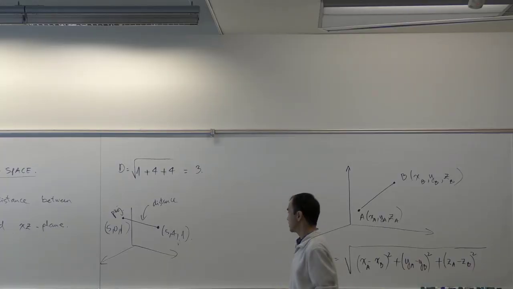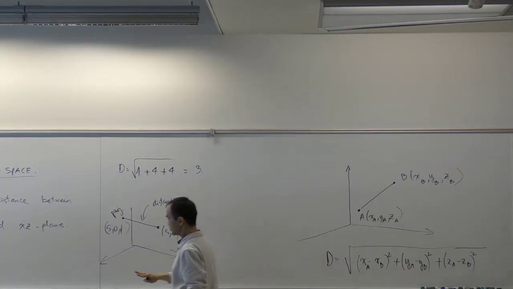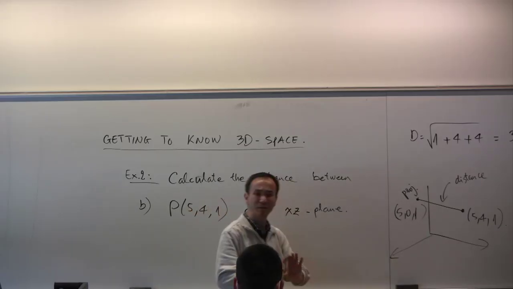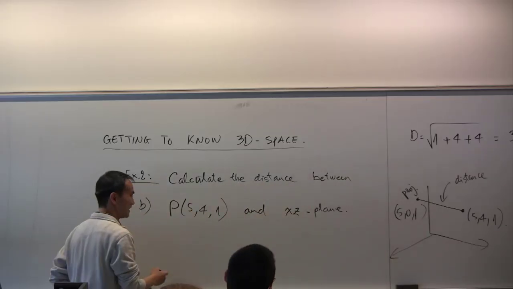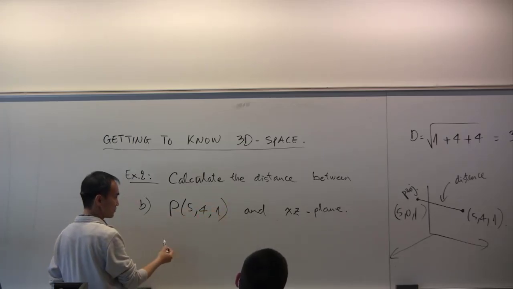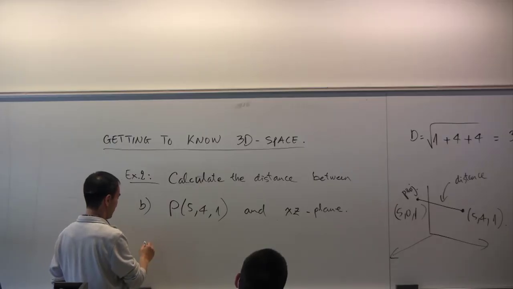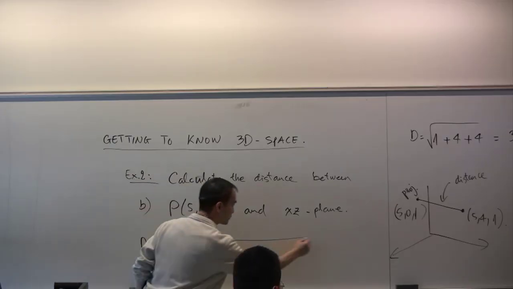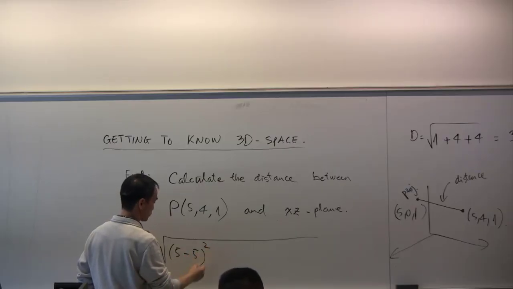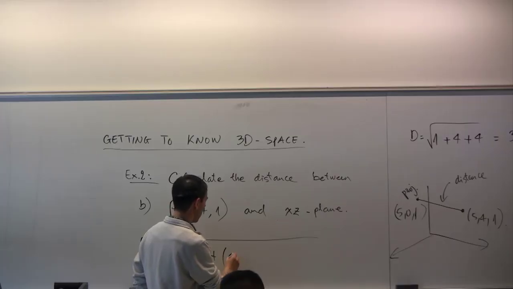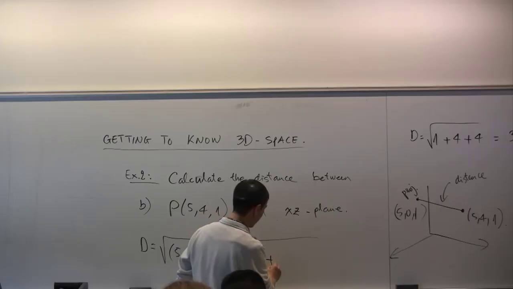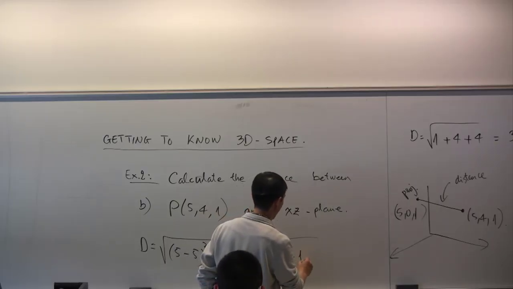Okay, so now let's lay down the formula. Later on, when you've done this enough, it will become a lot faster. We just know that the projection point has 0 for the y value. So once again, the distance is the square root of (5 minus 5) squared plus (4 minus 0) squared, agree? Plus (1 minus 1) squared.